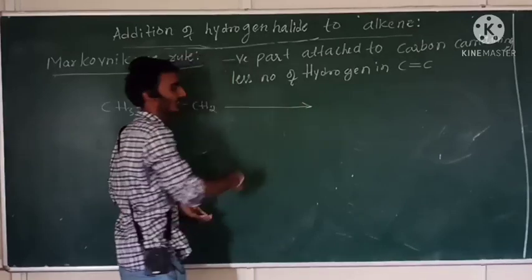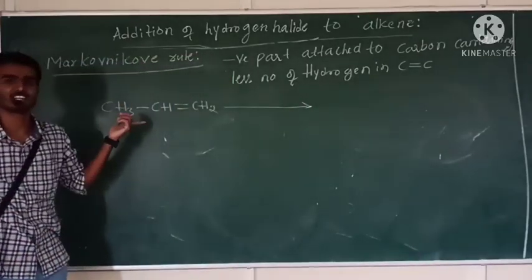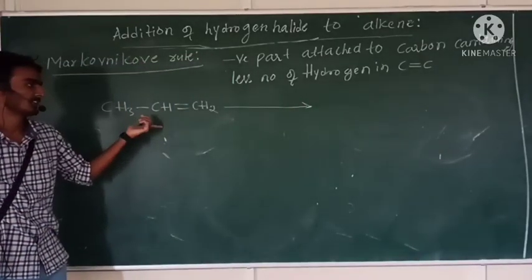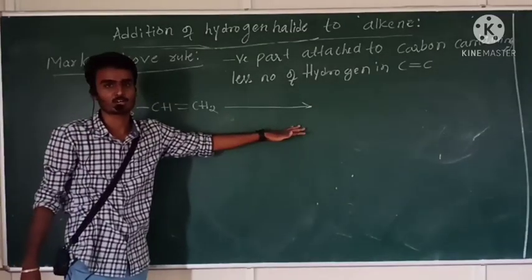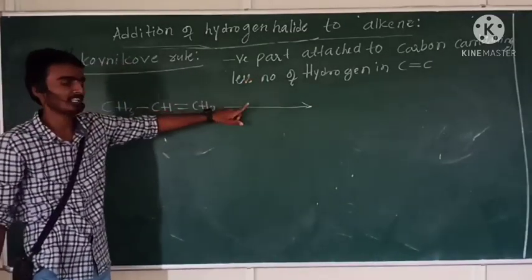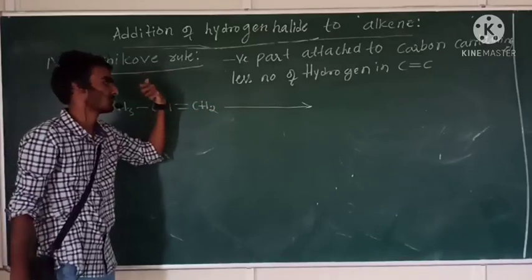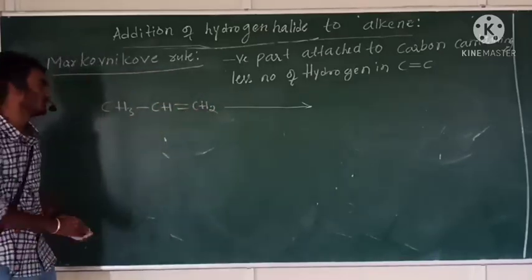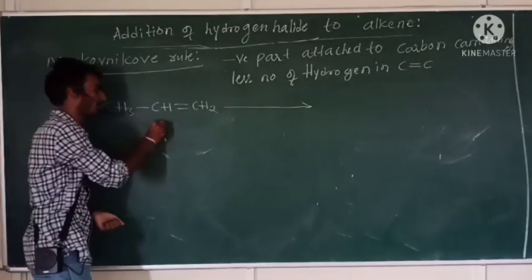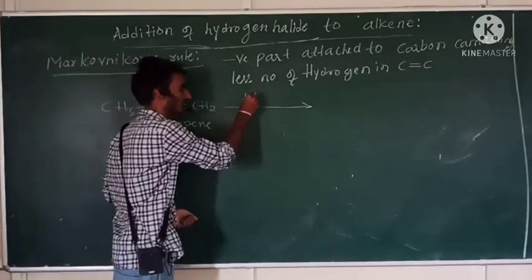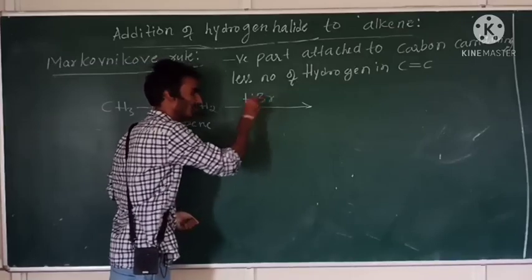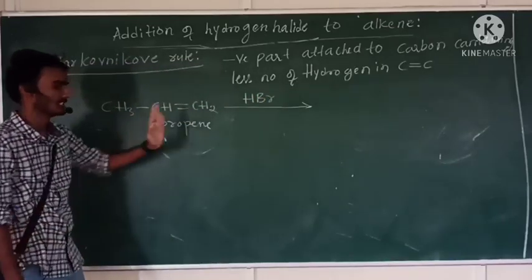This reaction is carried out in dark conditions and in the absence of peroxide. In the presence of peroxide, it follows anti-Markovnikov addition. So in the absence of peroxide, this is propene, which reacts with HBr.